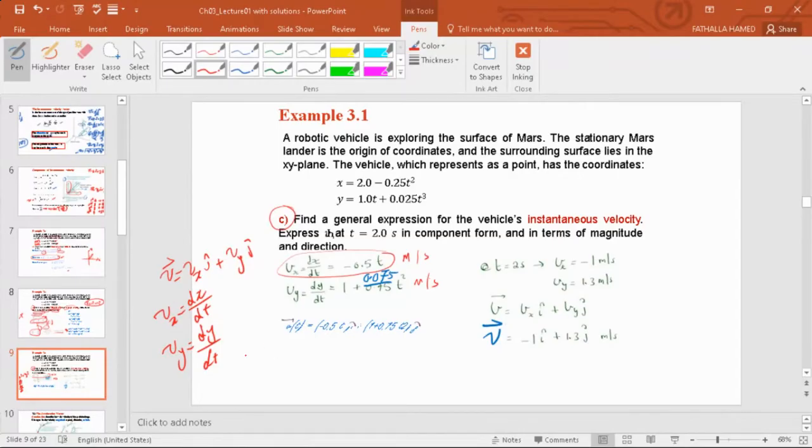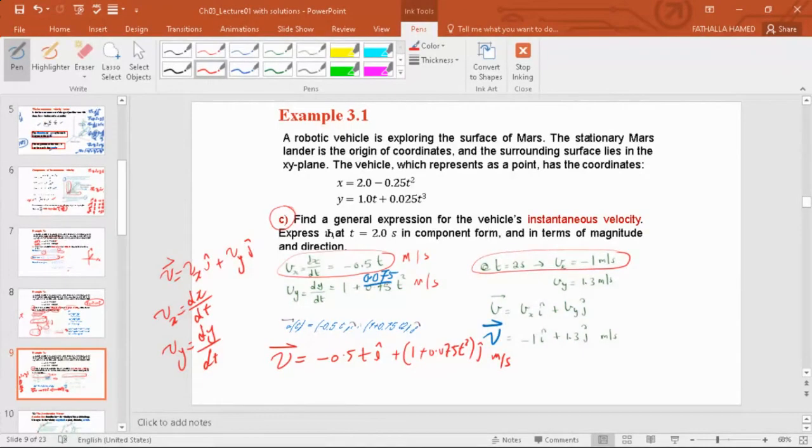So your velocity vector now will be minus 0.5t i hat plus 1 plus 0.075t squared j hat meters per second. That's your velocity vector. At t equal to 2 seconds now, if you look at your Vx, you put 2, it will give you minus 1 meters per second.